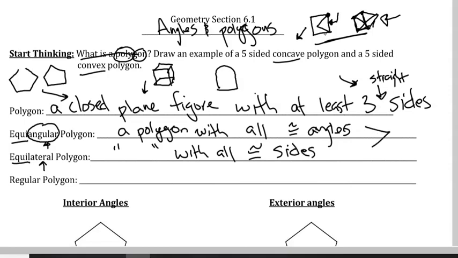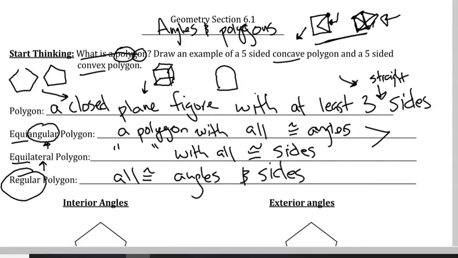Now, unlike a triangle, where if it has all congruent angles, then it's definitely all congruent sides, with other figures, other than three-sided figures, you could have all congruent sides and it wouldn't necessarily have all congruent angles. Okay, it's not guaranteed to have the other if it has one. With triangles, it is, but triangles are special. Now, if it does have all congruent angles and all congruent sides, it's called regular. So all congruent angles and sides. That's what it means by regular.